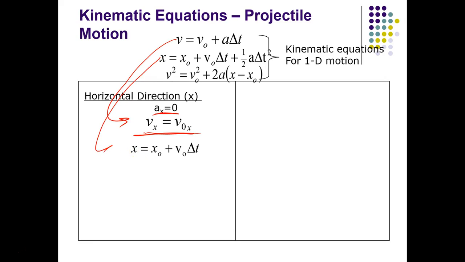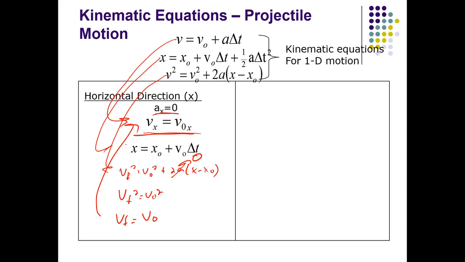Pretty cool. And I mean, I don't have it worked out here, but if you did simplify this equation, we have that vf squared is equal to vo squared plus 2a times x minus xo. Well, we know that a is 0, so this would just be vf squared equals vo squared, or vf is equal to vo. So it doesn't tell us anything new. And always make sure you put little subscript x after everything. That way you know we're talking about the x direction. So that's how we can simplify the horizontal direction for projectile motion.